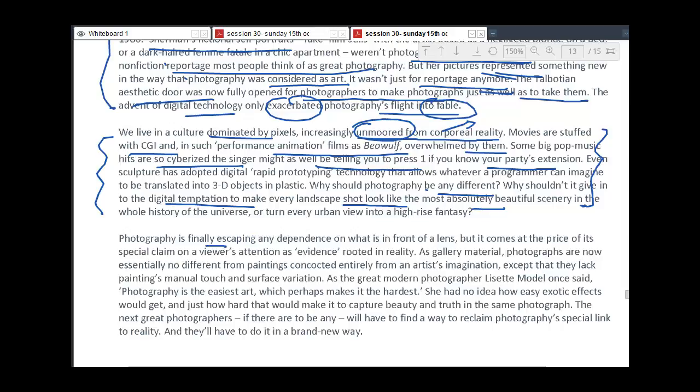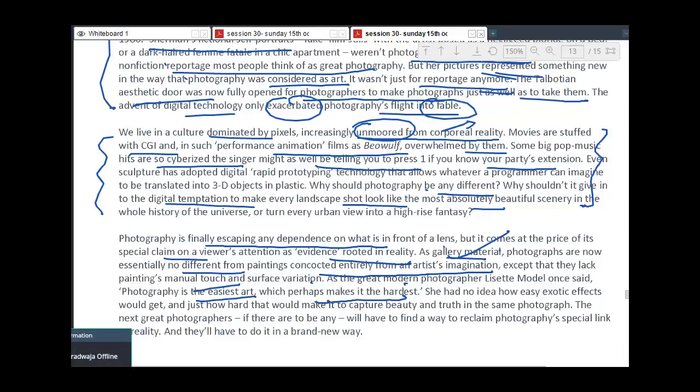Photography is finally escaping from any dependence on what is in front of a lens. But it comes at the price of its special claim on viewers' attention as evidence rooted in reality. As gallery material, photographs are now essentially no different from paintings concocted entirely from an artist's imagination. That means they have become unreal, except they lack paintings' manual touch and surface variation. As the great modern photographer once said, photography is the easiest art, which perhaps makes it the hardest. She had no idea how easy exotic effects would get and just how hard that would make it to capture beauty and truth in the same photograph. So basically, capturing beauty and truth is difficult, right?